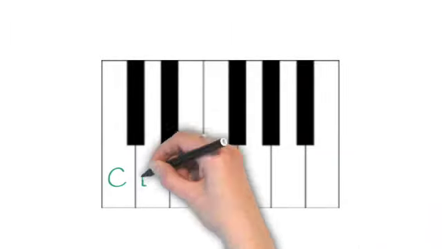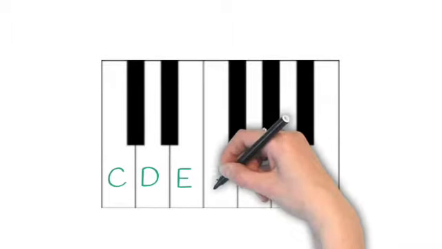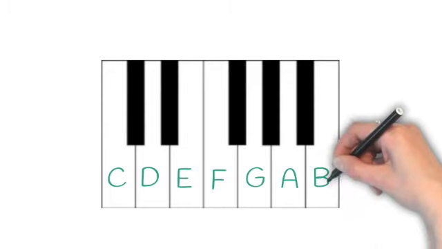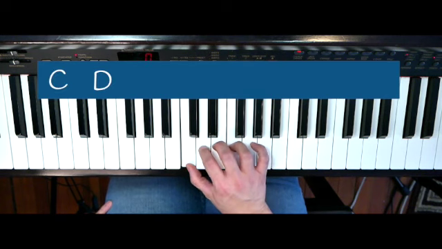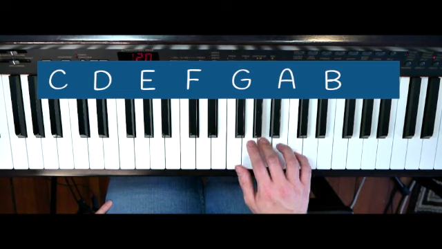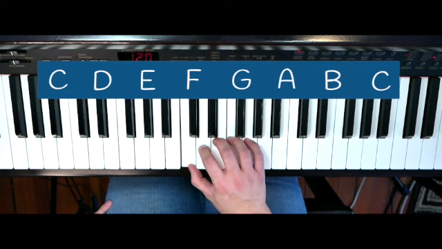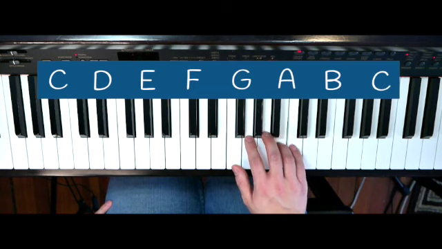Okay, so let's name the white keys starting from C. We go up to D is the very next note, and then E. Next to that is F, and then G, and then A, and then B. And then it goes back to C. So again, the names are C, D, E, F, G. When you get to G, you go back to the beginning of the alphabet, which gives us A, B, and C. Go ahead and play those notes with me. C, D, E, F, G, A, B, C.